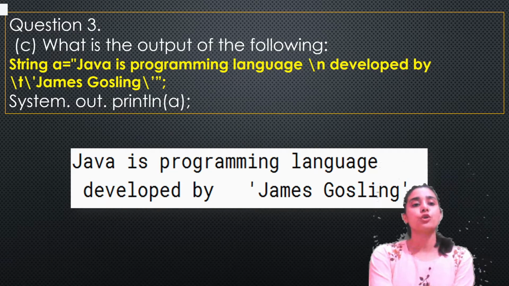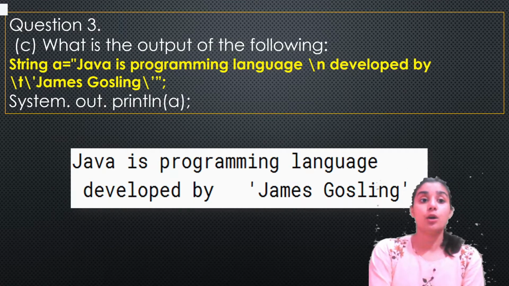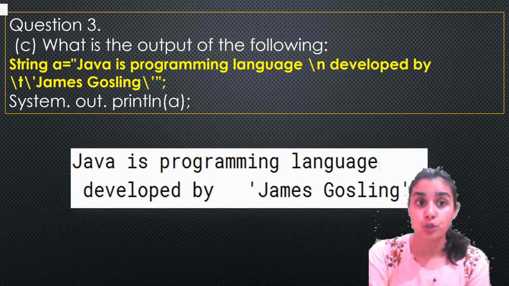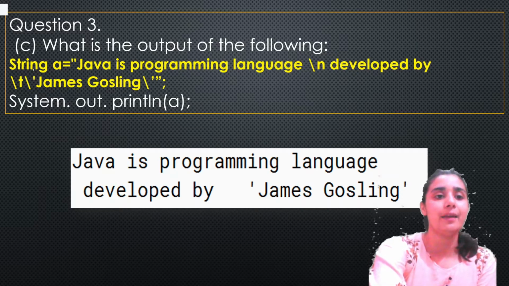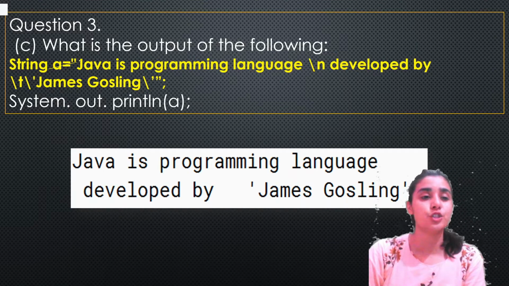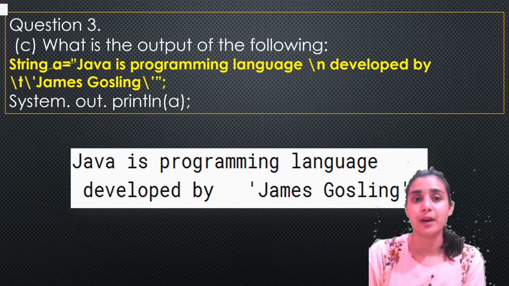So moving to the next question, question number 3 is the C part. What is the output of the following? Here I have given string A is equal to Java is a programming.